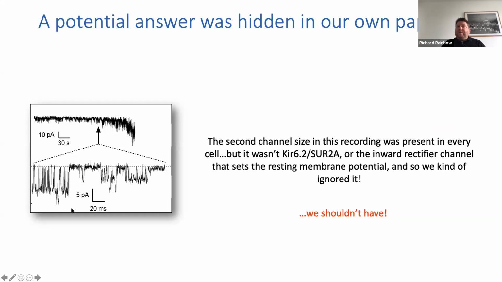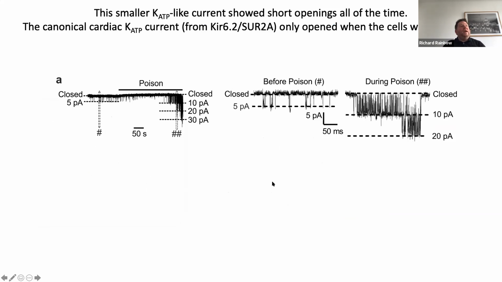So this second channel in this recording seemed to be present all the time, but it wasn't the standard KATP channel, and it also wasn't the inward rectifier channel that sets the resting potential in these cells. So for this paper, we kind of ignored it, but we probably really shouldn't have. Well, perhaps we should, because it's now given us this future work, and we've got 2 papers out of it. So what we found is that this small KATP-like current not only showed openings all of the time, even at rest, but it was also sensitive to some of the classic KATP channel blockers.